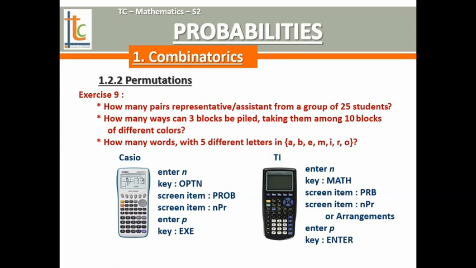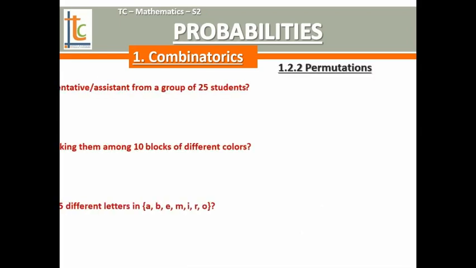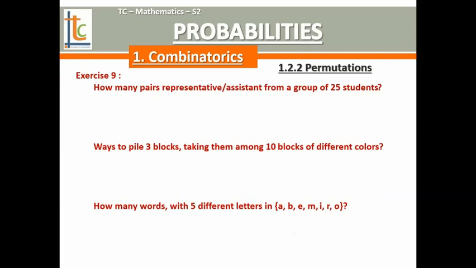So now let's perform 3 examples with permutations. How many pairs of representative and assistant can be chosen from a group of 25 students? So you have to vote for 2 students. One will be a representative of the group, and the second one will be his or her assistant. Your initial set is the set of 25 students, and you have to choose 2 of them. What is a possible outcome? For instance, student 4 and student 12.